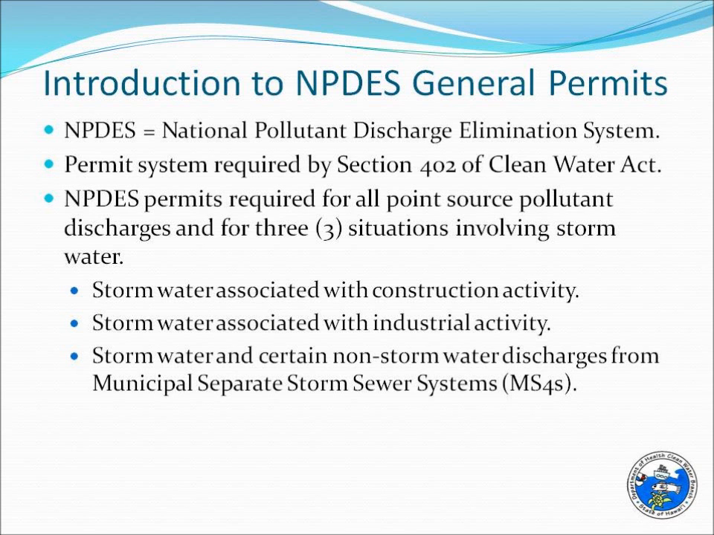NPDES stands for National Pollutant Discharge Elimination System. This is a permit system required by Section 402 of the Federal Clean Water Act. NPDES permits are required for all point source pollutant discharges and for 3 situations involving stormwater: stormwater associated with construction activities that disturb 1 acre or more, stormwater associated with industrial activity, and stormwater and certain non-stormwater discharges from municipal separate storm sewer systems or MS4s.